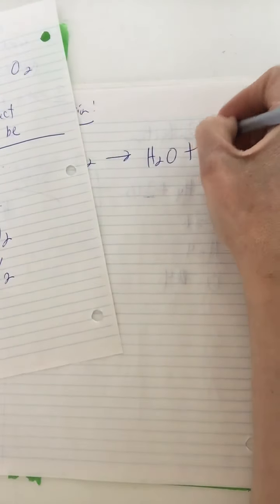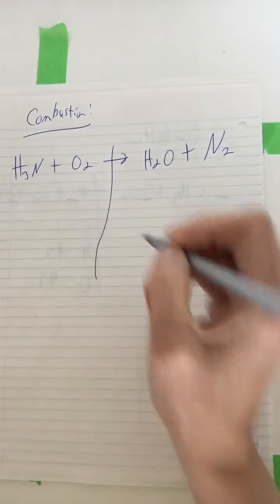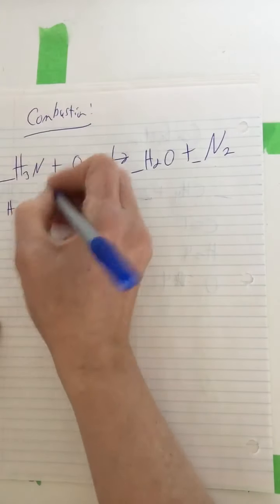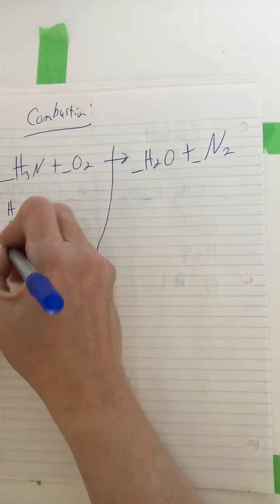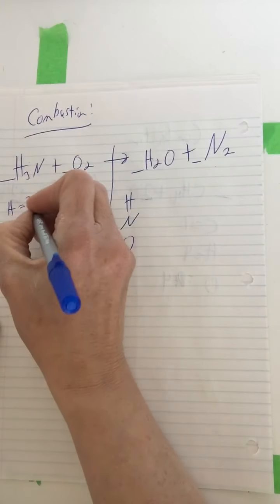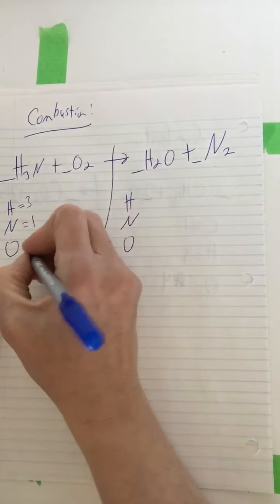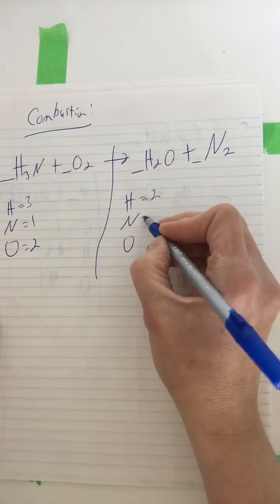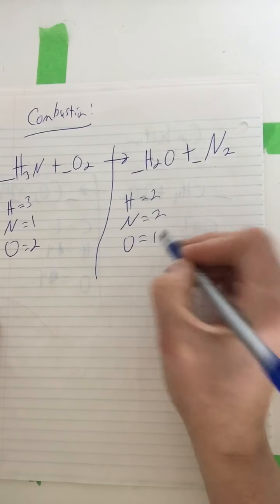So we get nitrogen by itself, and it's diatomic. It's one of our super 7, so it looks like that. Now we got to balance this. These can be tricky. We're going to leave the O2 to the end. There's some tricks involved in balancing some of these harder ones. So let's look. I've got hydrogen, nitrogen, oxygen on this side, and hydrogen, nitrogen, oxygen on that side. How many hydrogen here? I've got 3. I've got 1 nitrogen, and I've got 2 oxygen. On this side, I've got 2 hydrogen, 2 nitrogen, and 1 oxygen.